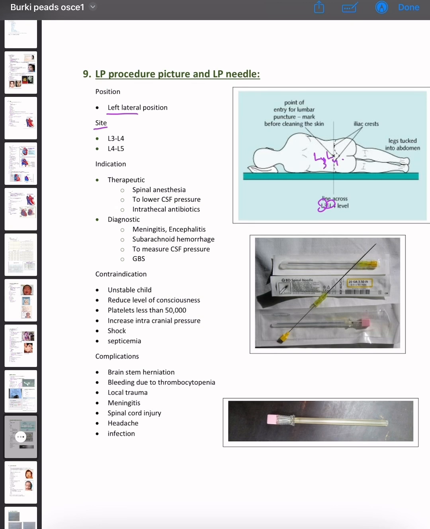What are the indications of LP puncture? It is done for therapeutic purposes as well as diagnostic purposes. Therapeutic purposes are spinal anesthesia, to lower cerebrospinal fluid pressure if it is high, and intrathecal antibiotics. And diagnostic purposes are for meningitis, encephalitis, subarachnoid hemorrhage, to measure CSF pressure, and for Guillain-Barré syndrome.